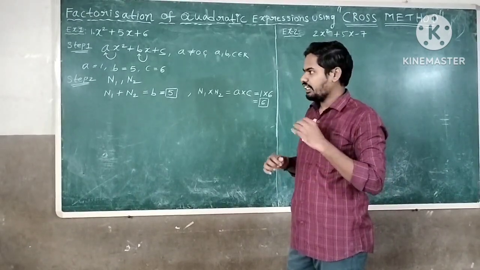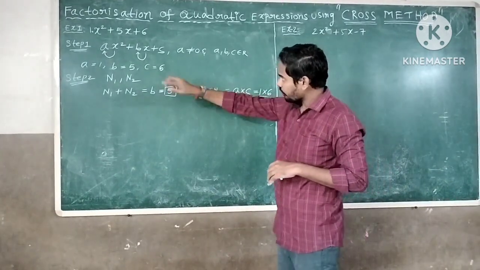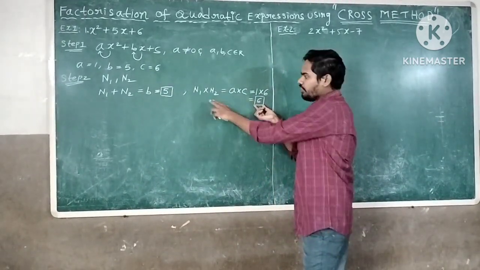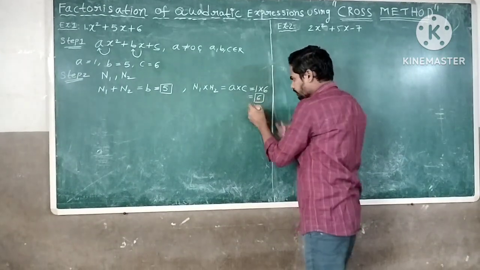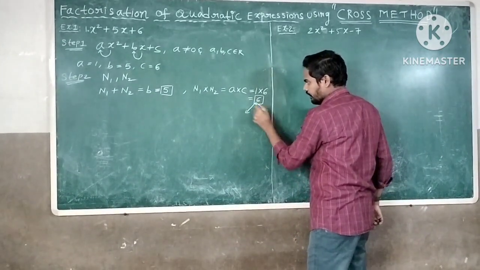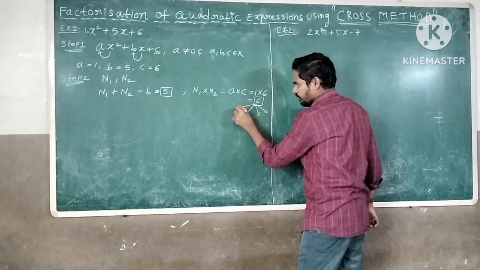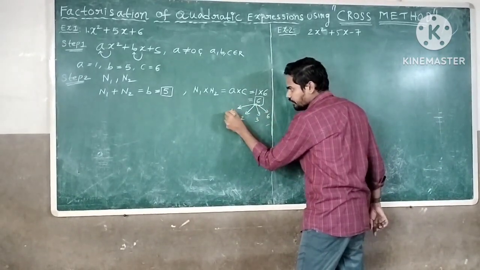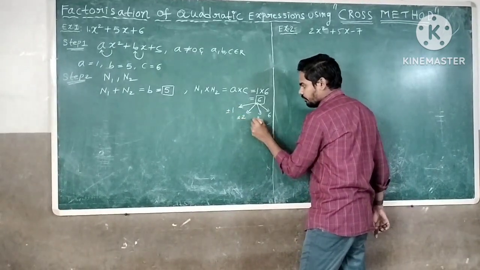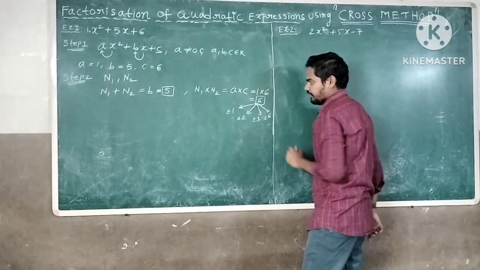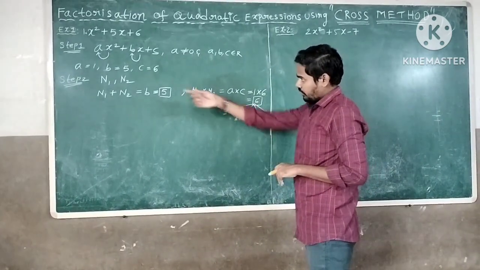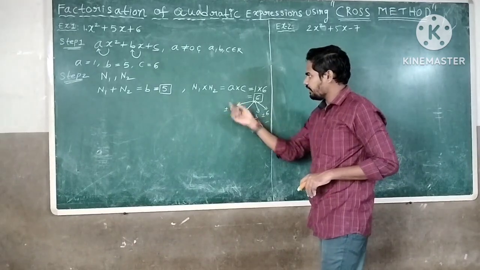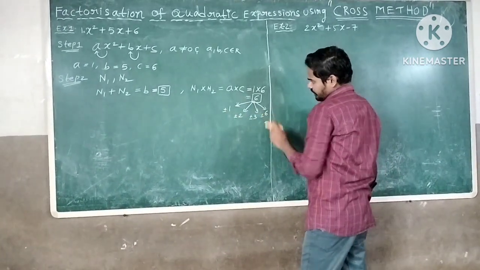Suppose the numbers are very large, then we should observe the product value, that is n1 and n2. What are the factors of 6? Write all factors of 6: 1, 2, 3, 6. Consider both the signs, positive and negative, plus or minus 2, plus or minus 3, plus or minus 6. Now find n1 and n2 among these factors.